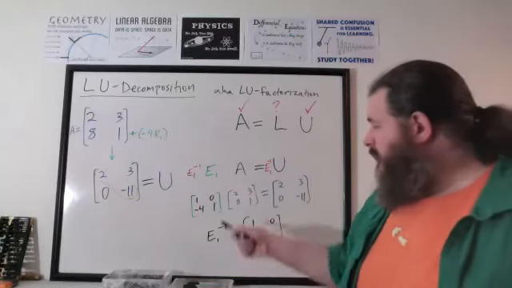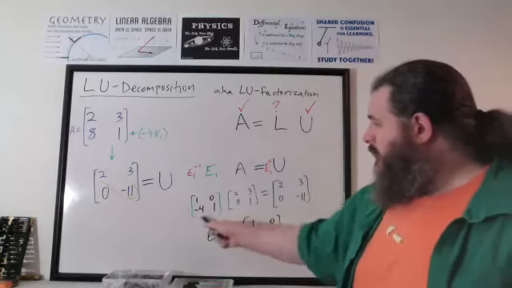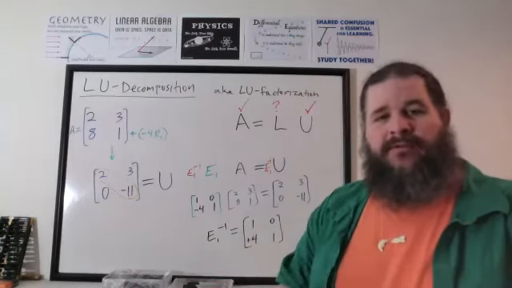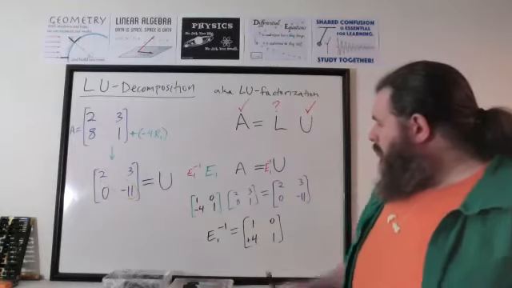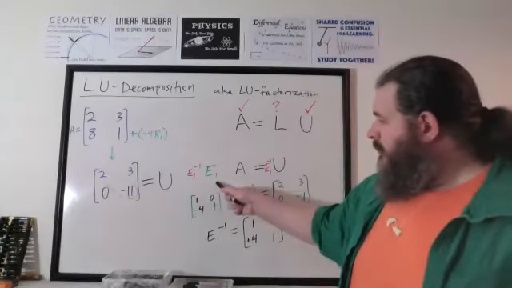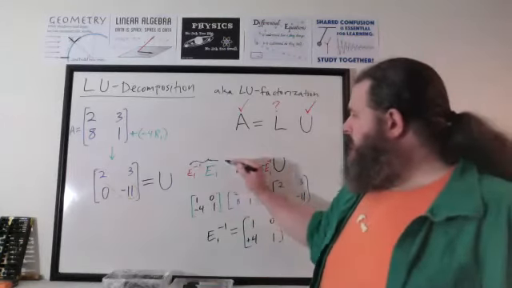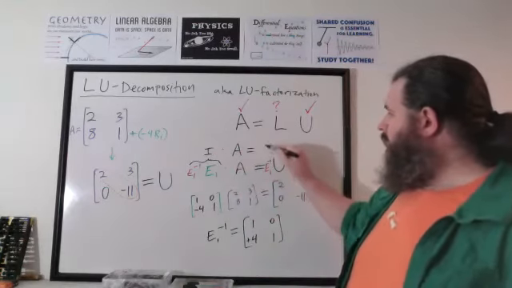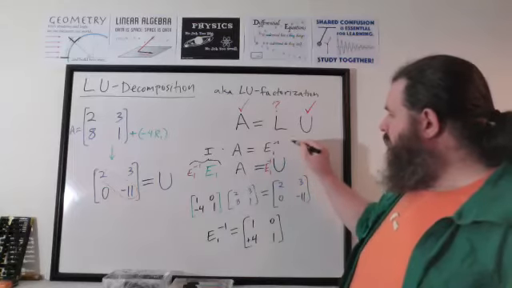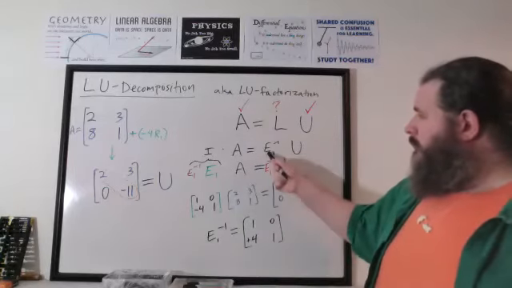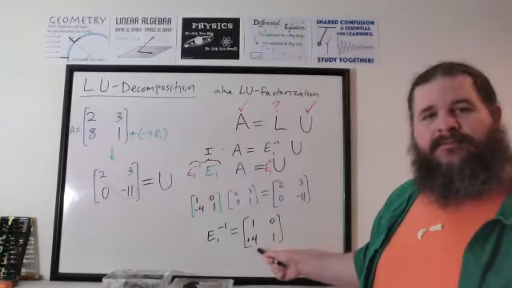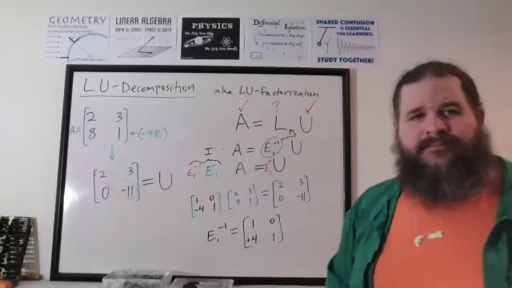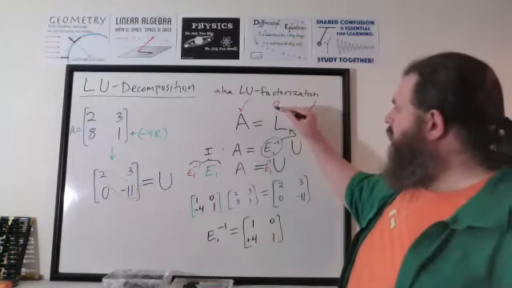Right. So if you're not sure, you can always multiply them together. E1 times E1 inverse should lead to the identity matrix. And that should be true no matter what order you multiply them. So we've got E1 inverse and E1 canceling out, because that's just the identity matrix times A equals E1 inverse times U. And E1 inverse is lower triangular. So E1 inverse is L here. So we now have L also.